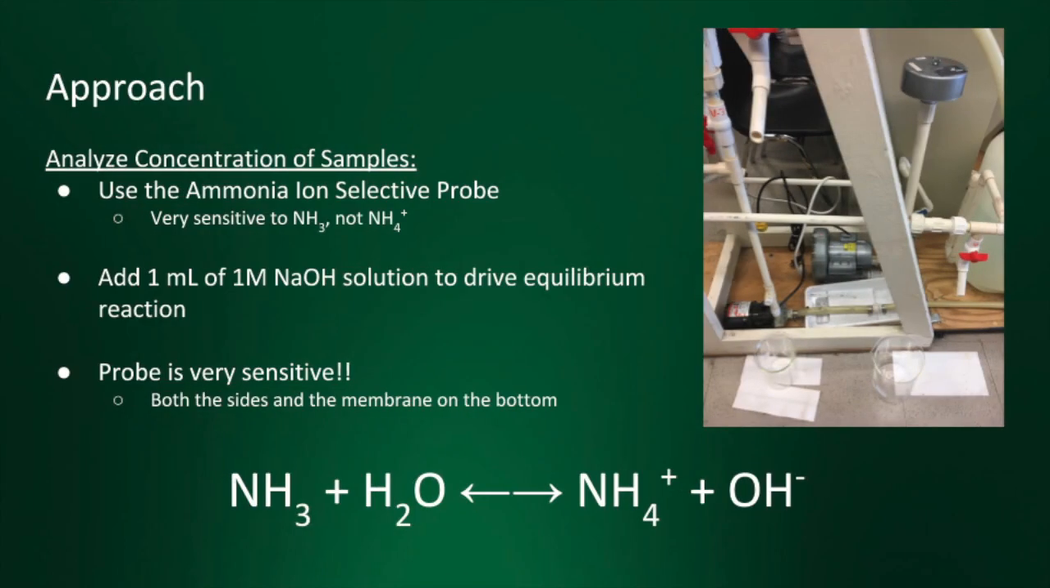The next step will be analyzing the concentration of the samples. This will be done using an ammonia ion selective probe, which is very sensitive to ammonia. First, you will add a caustic solution to drive the equilibrium reaction to the left, using 1 milliliter of 1 molar NaOH solution. It's important to exercise caution using the sensor to ensure that you don't damage the sides or the membrane located on the bottom.